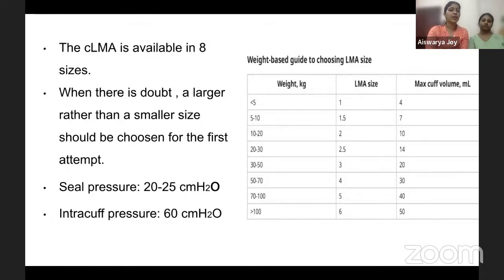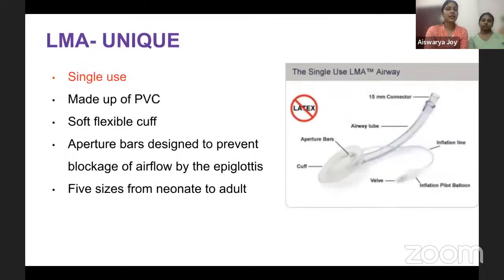The seal pressure of classic LMA is 20 to 25 centimeters of water, and the intracuff pressure should be less than or equal to 60 centimeters of water, because the capillary perfusion pressure is 60 centimeters of water. If the intracuff pressure is more than 60, there will be a defect in perfusion and ischemia of the mucosa of the pharynx.